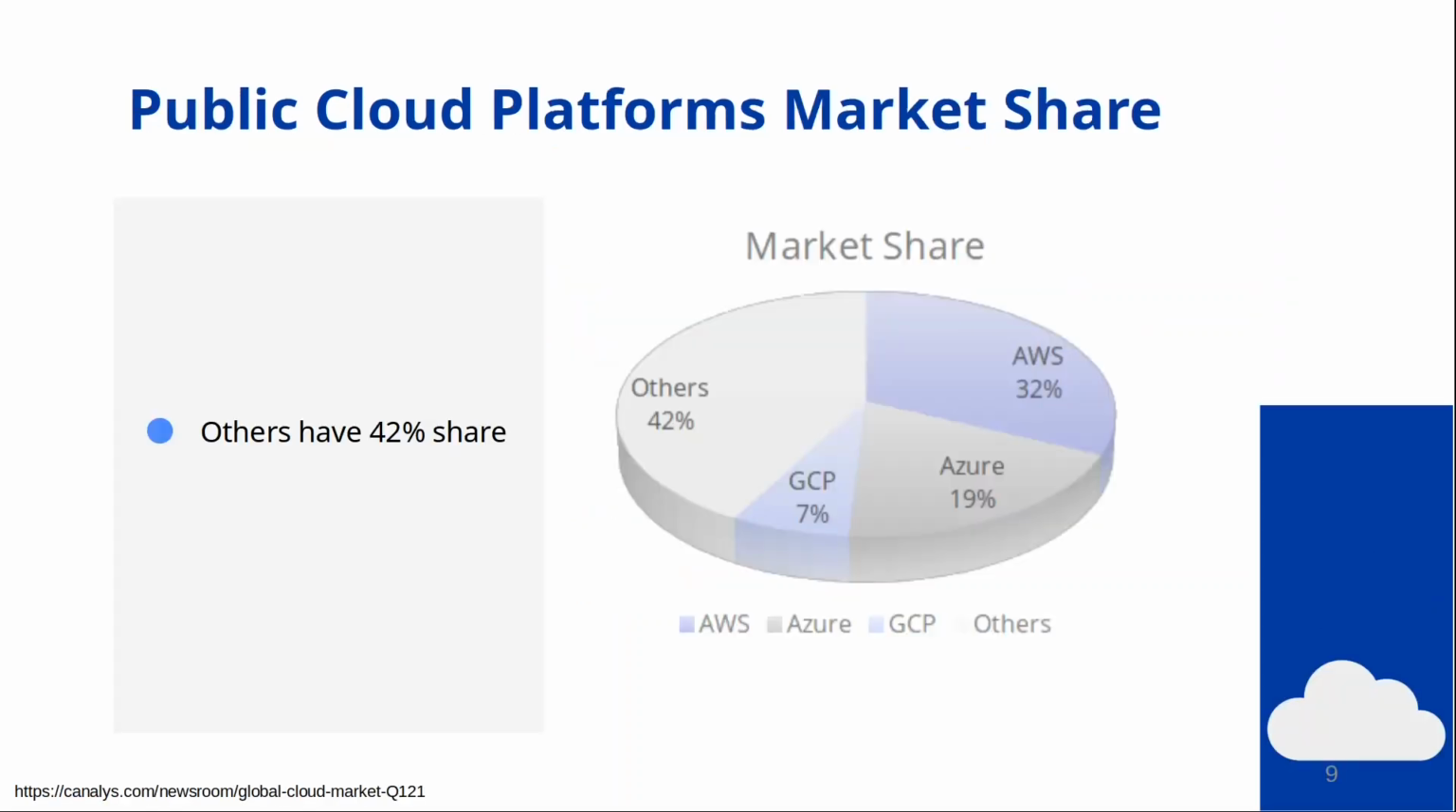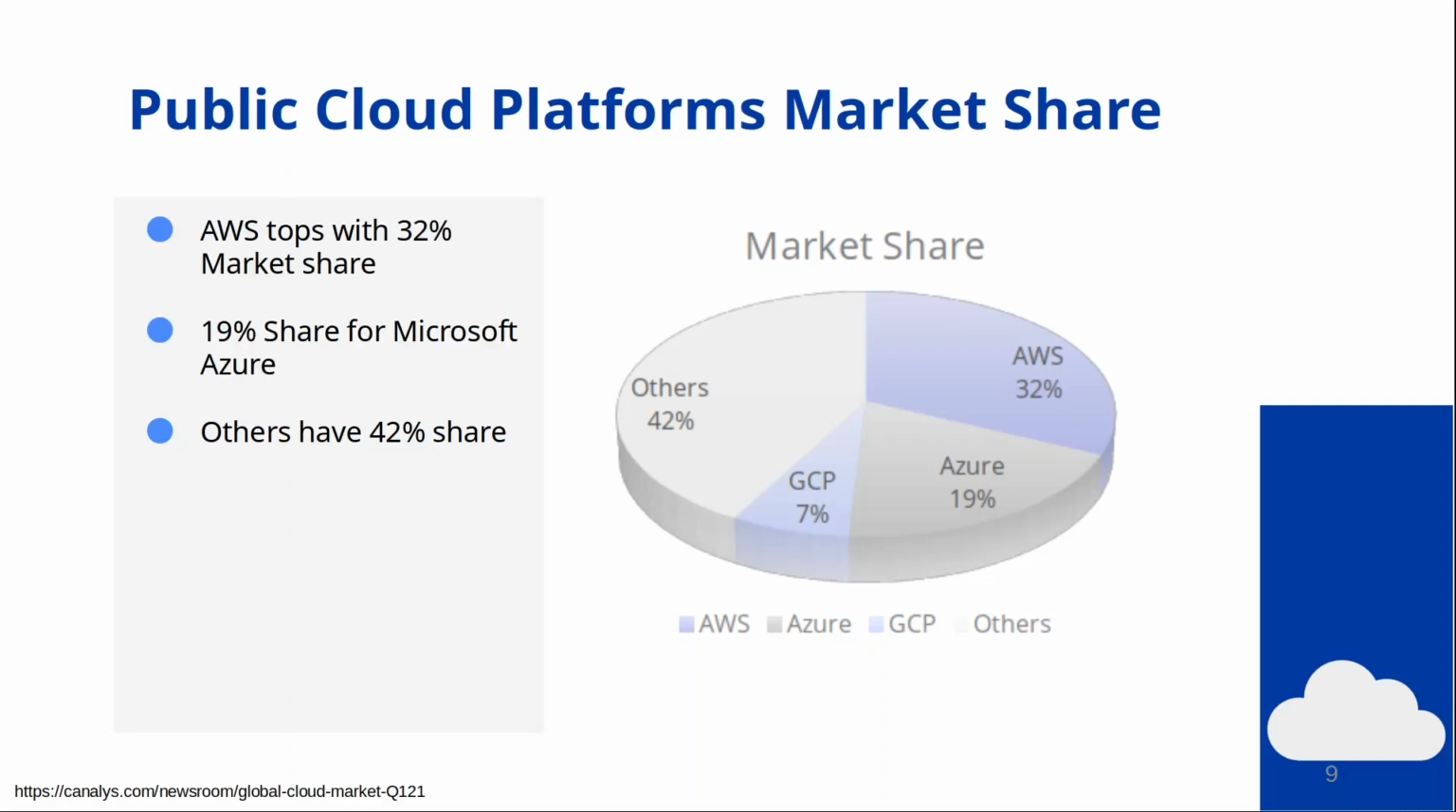So if I talk about what is the current share of various cloud service providers, AWS is on top with 32% of market share. 19% share is of Microsoft Azure, you can see it here, and 7% is of GCP. If you are looking to go for any cloud certification, I think you should target AWS or Azure. Now others have around 42% share, which includes Oracle, IBM, Red Hat, and all the other cloud service providers that are there in the market, including Tencent, Alibaba, etc.